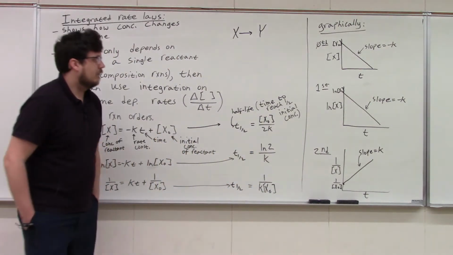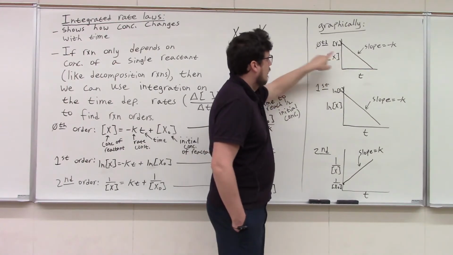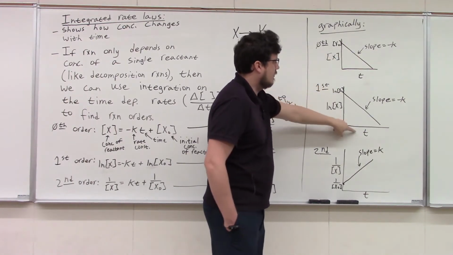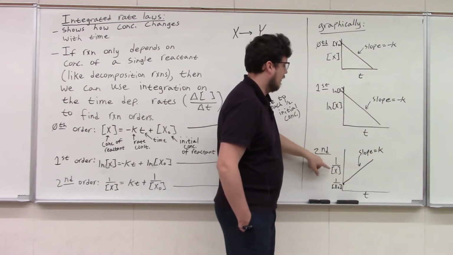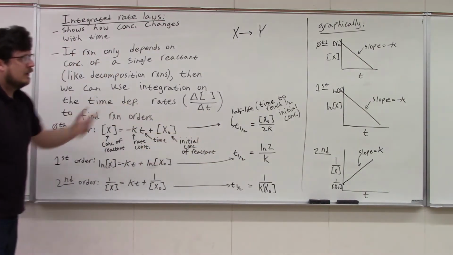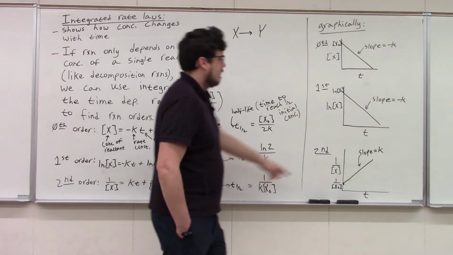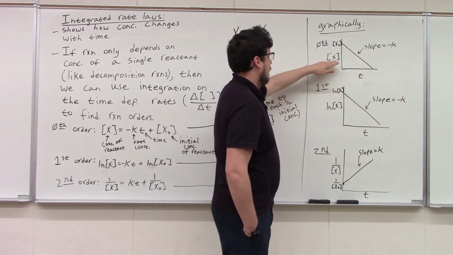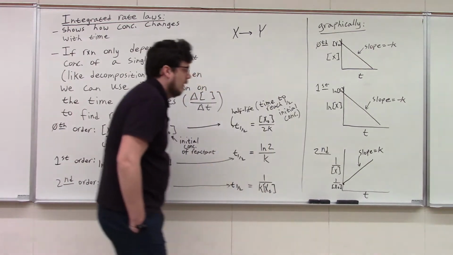Well, if these coordinates get you a straight line, 0th order. If these coordinates get you a straight line, 1st order. If these coordinates get you a straight line, it's 2nd order. So it's just what coordinates get me a straight line. And you notice it's always T on the x-axis, so it's basically, do I have X, do I have natural log of X, or do I have 1 over X? That's all you're looking for.